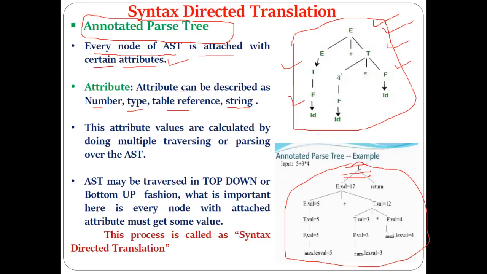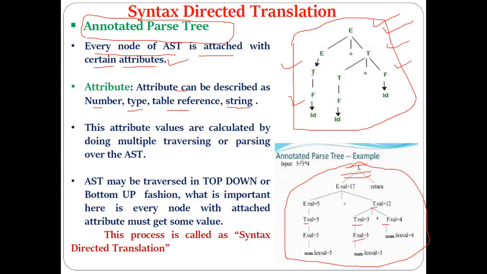So to this E, we have added the attribute dot val. Then to this also, we attach the attribute dot val. Here only plenty is there. Here we attach the attribute dot val. So everywhere you can see, we have attached some extra information to the grammar symbol.